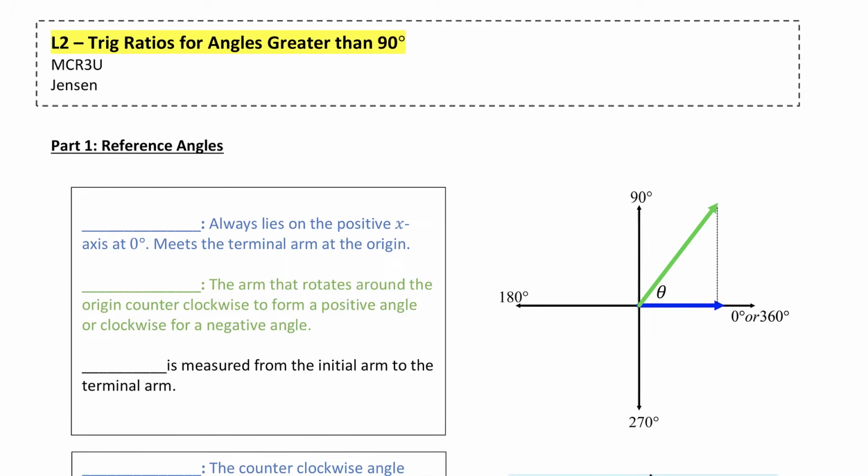Here's lesson 2 of the trig geometry unit. In this lesson, we'll use special triangles and reference angles to find the value of trig ratios for angles that are bigger than 90 degrees.